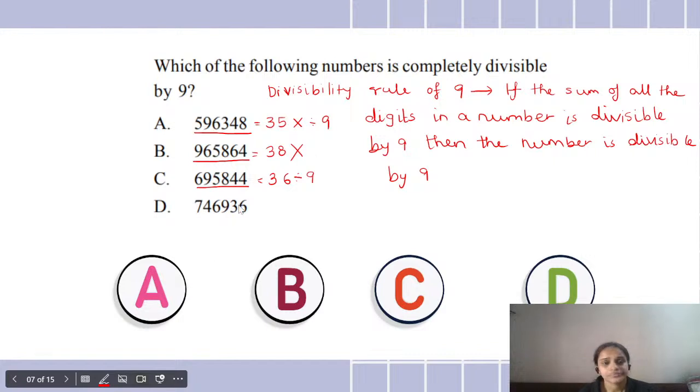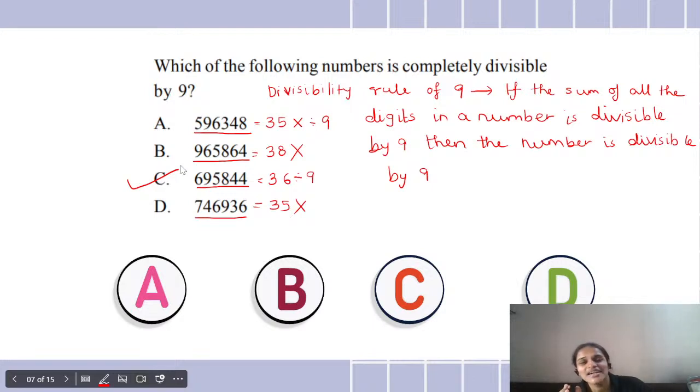And same thing would be over here. 7 plus 4, 11, 11 plus 6, 17, 17 plus 9, 26, 26 plus 3, 29, 29 plus 6, we get 35. So 35 is also not divisible by 9. Only this sum was divisible by 9. That means this whole number is divisible by 9. So the correct answer is C.